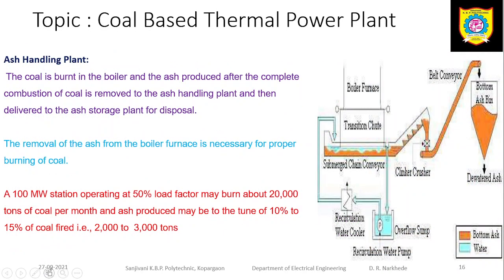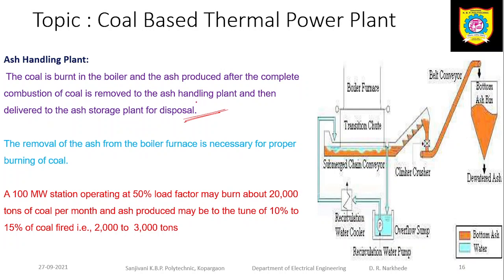Okay, then the last one is your ash handling plant. After burning of the coal in the boiler, the ash produced after complete combustion of the coal is removed to the ash handling plant and then delivered to the ash storage plant for disposal. Okay, जैसे होता क्या है, जैसे हम लोग कोल बर्न करते हैं, तो कोल बर्न करने के बाद में क्या होने वाला है, so that coal is going to be converted into the ash. अगर आप घर पे भी देखते हैं, जब आप चूल्हा वगैरह चलाते हैं उस टाइम पे लकड़ी बर्न होने के बाद में क्या हो जाता है कि उस पर ऐश आ जाती है, if you are not going to remove that ash. Okay, so what happens, the complete combustion, or the wood does not burn properly, so we need to remove that ash time to time. Okay, and once you are going to remove that ash, we need to just throw it away somewhere.